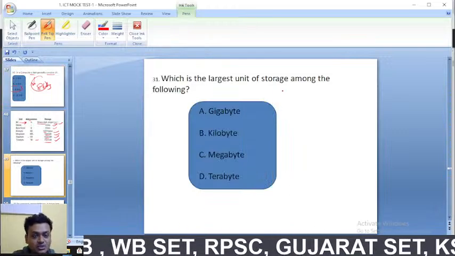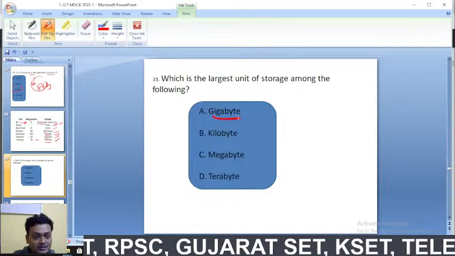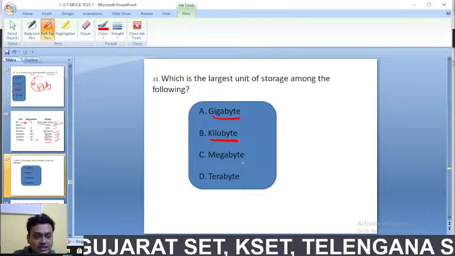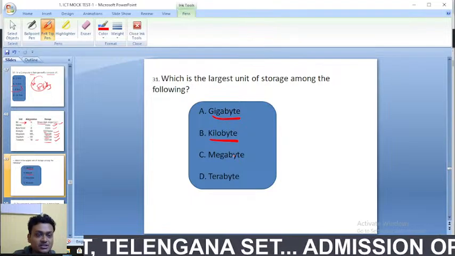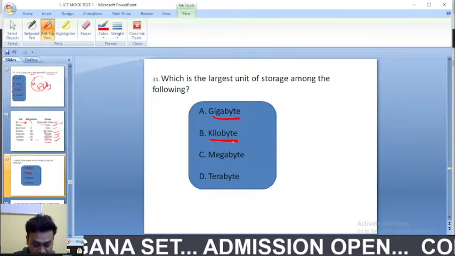Which is the largest unit of storage among the following? Gigabyte, GB, KB, MB, TB. Largest unit of storage among the following here.